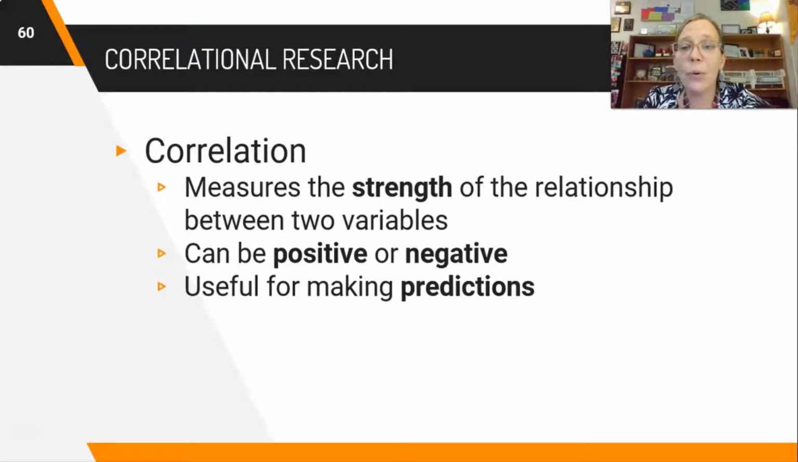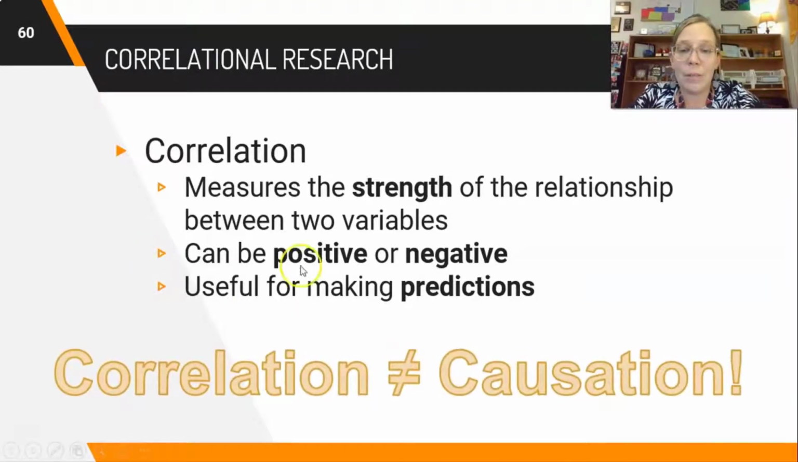So correlation measures the strength of the relationship between two variables. It can be positive or negative, and mainly it's useful for us to make predictions. So let's talk more in depth. Let's look at some examples.